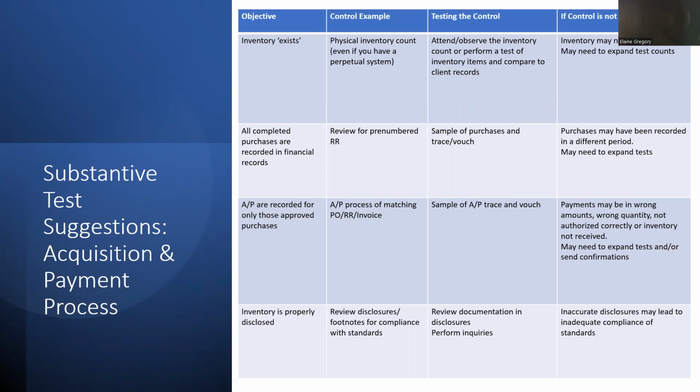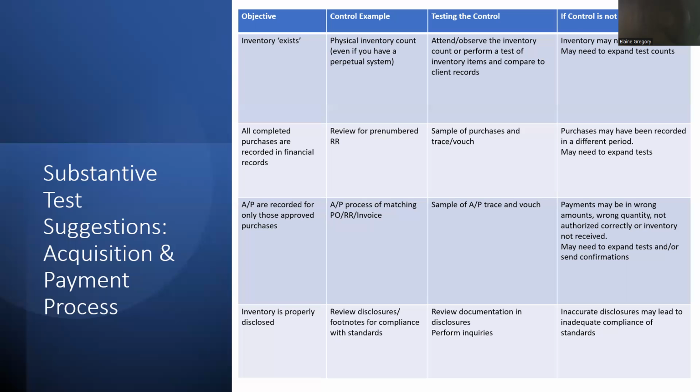Some, not all, of the suggested substantive tests within the acquisition and the payment process look at attending the inventory and observing the inventory being conducted. Most of the time, you're not going to be able to do that. So instead, what you may do is perform a test of inventory items and compare your test counts to the client records. You may want to sample purchases and trace or vouch the item to the general ledger or the general ledger back to the source documents.